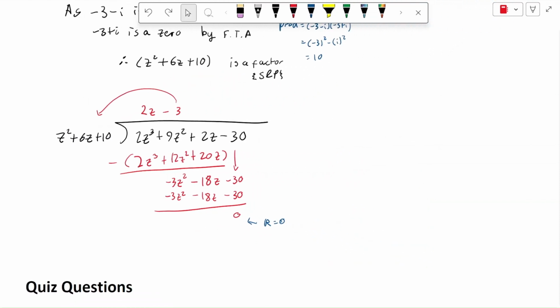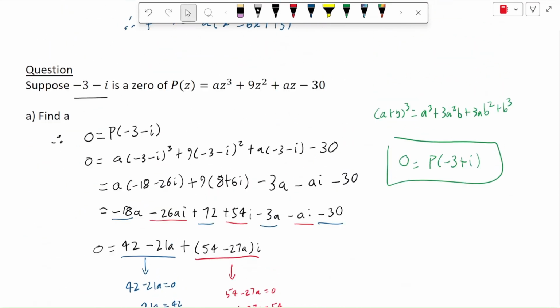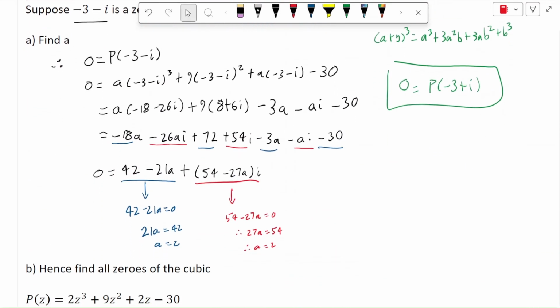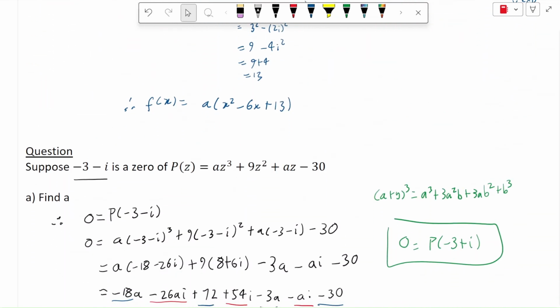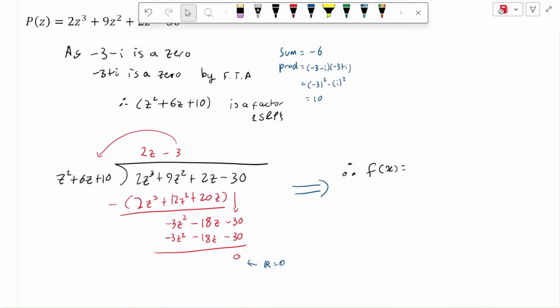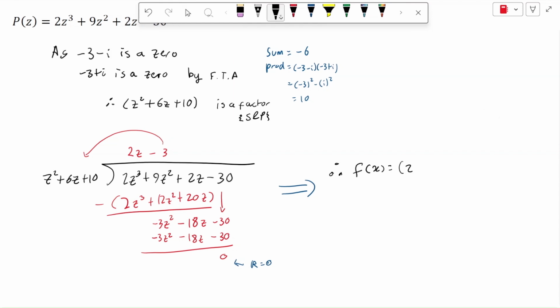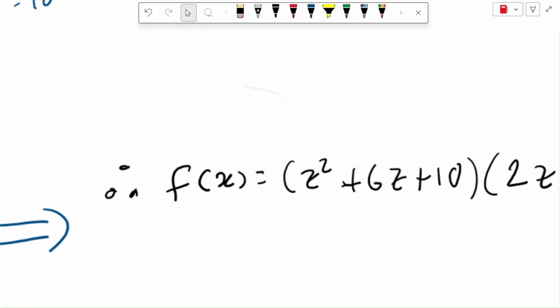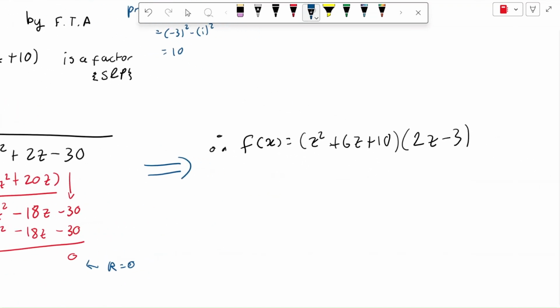So, using this, we can write f of x as, now let's see, the number in front of the z cubed there was 2. So we just have to be very careful about this. But given the way we've sort of divided this out, the 2 gets captured in that 2z take 3 term. So z squared plus 6z plus 10. And then the other factor was 2z take 3. So it's a good idea to always consider that you might have an a value out the front.